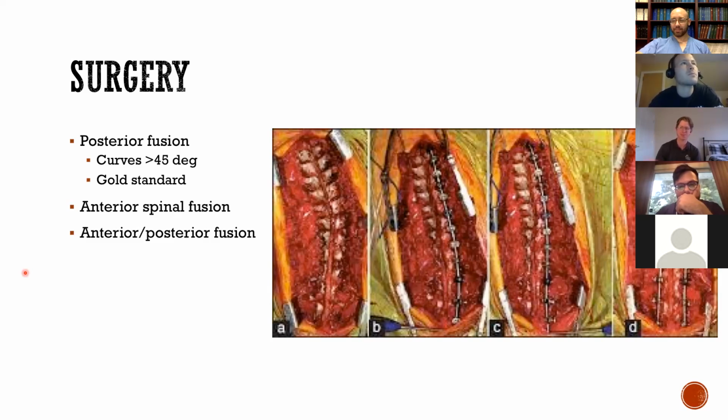There's also anterior fusions, and anterior and posterior fusion if the deformity is particularly bad and there's other deformities that you have to correct for. Those I wouldn't worry about. For med students, those don't really happen.